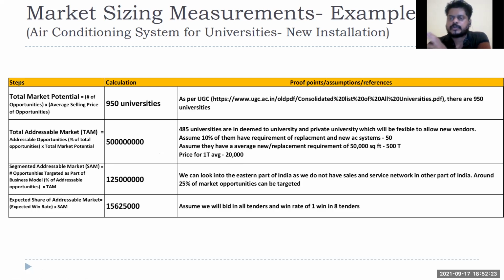Out of that, I'm looking only at the eastern part. That is a pure hypothesis. I'm saying that I have my major sales force and service centers in the eastern part of India, so I'll capture around 25%. That is my segmented addressable market, so one-fourth of this is 12.5 crore. Obviously, that is the market potential available in the eastern part of India. I'm not going to win all of them.